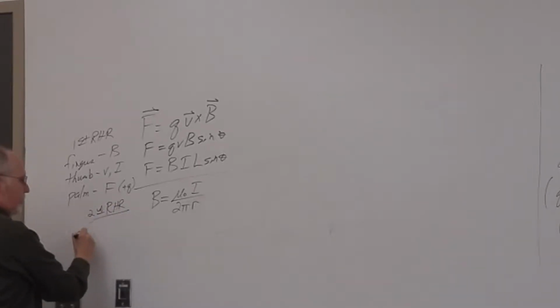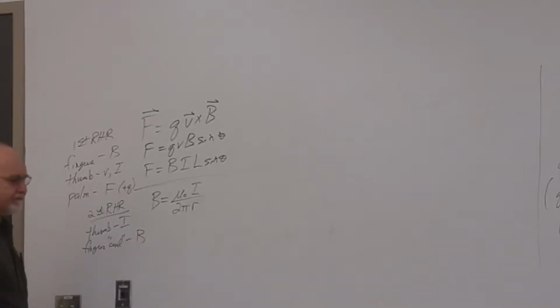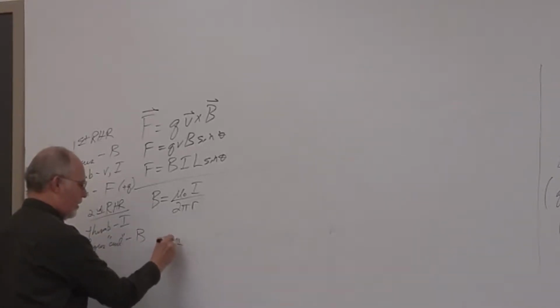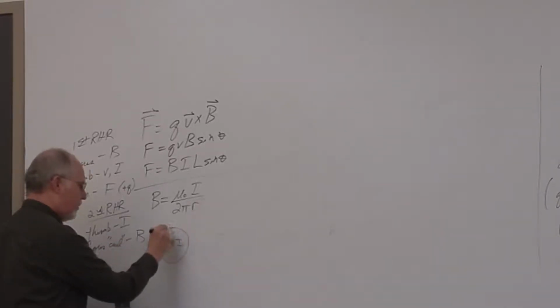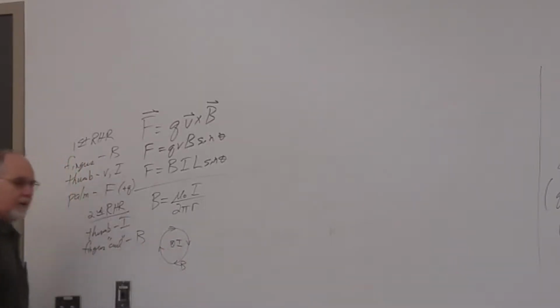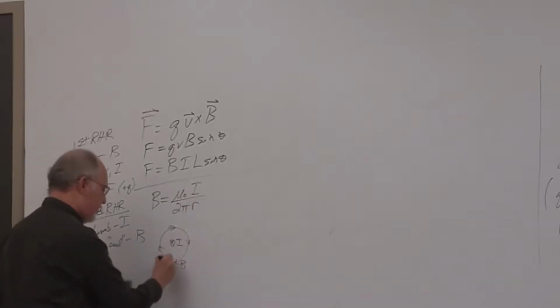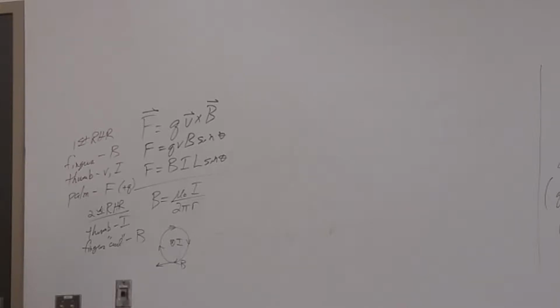which would say your thumb is in the direction of the current, and then your fingers go around the thumb, so they curl around the thumb in the direction of the magnetic field. So again, if you've got current going into the board, away from you, the magnetic field would be going around clockwise. And it's tangent to that circle at whatever point you're looking at.